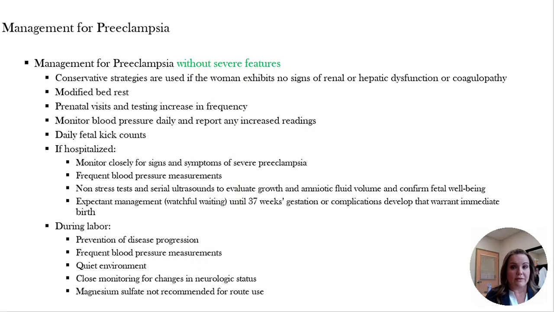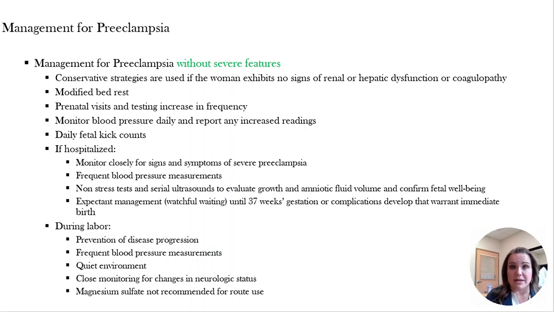So women who have no signs of kidney or liver dysfunction or coagulopathy, we can manage them pretty conservatively. So the goal is for the pregnancy to progress as long as possible. The goal is to get this baby as much time inside to grow as we can without putting mom's health at risk. So these patients, preeclampsia without severe features, we can typically manage at home.